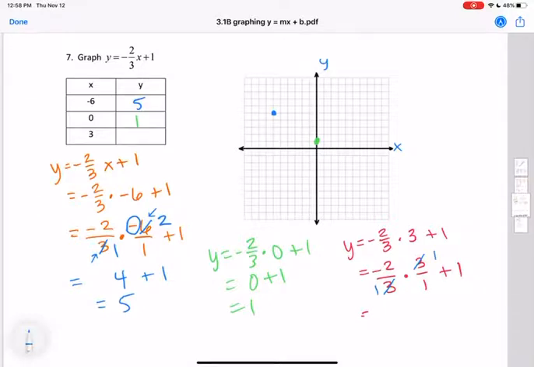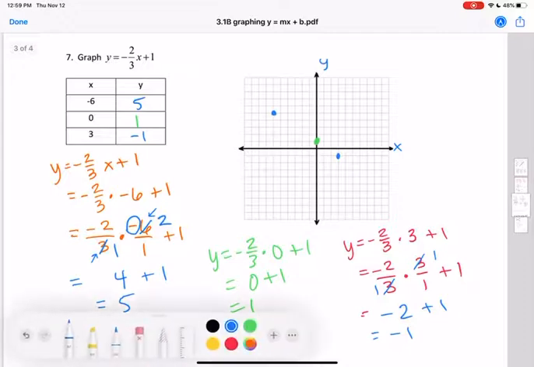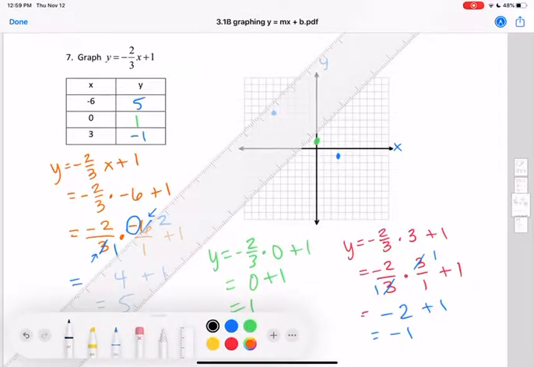So now I have negative 2 times 1 is negative 2. Over 1 times 1 is just 1, so I won't include that. And finally, plus that 1. Negative 2 plus 1 is negative 1. So I'll go to 3 and negative 1. Plot that point. And let's go ahead and finish it off by finding that ruler again.